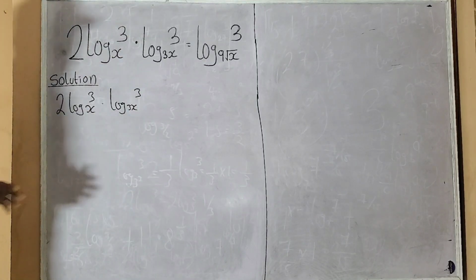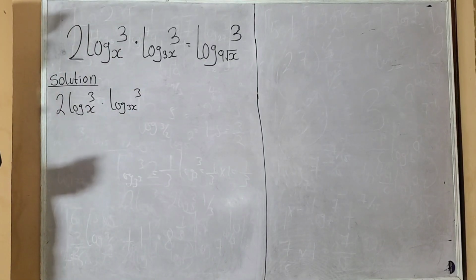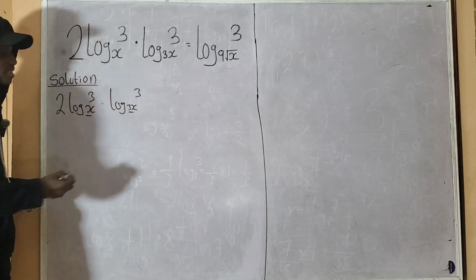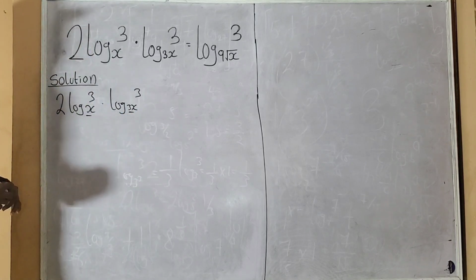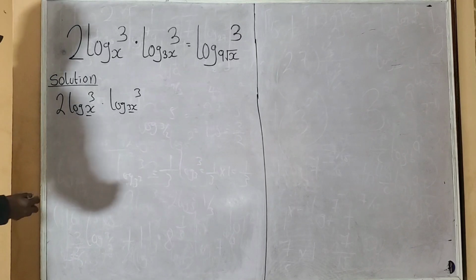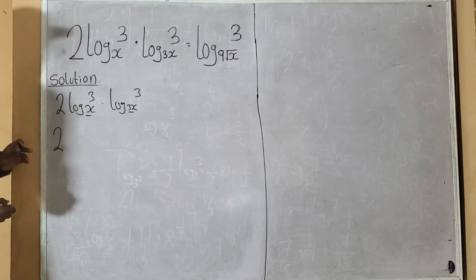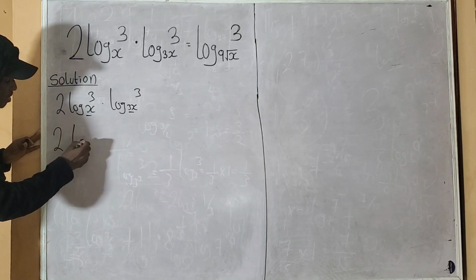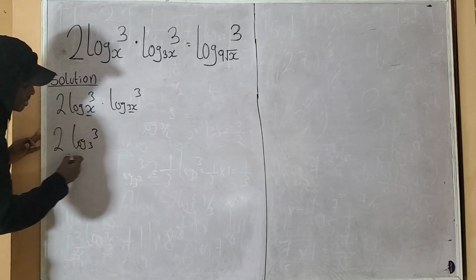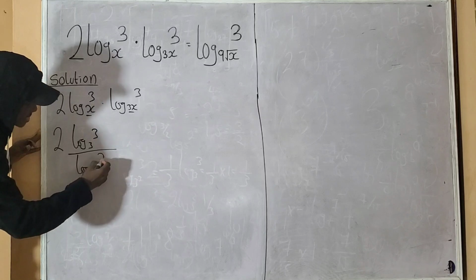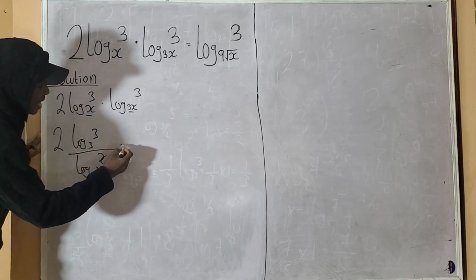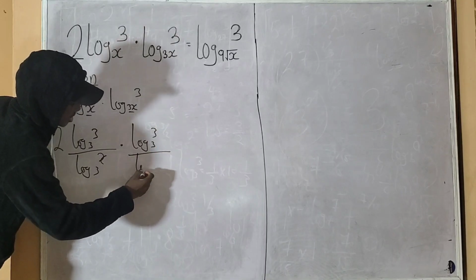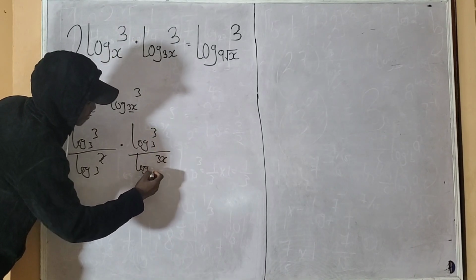You cannot operate this logarithm unless you do something to this base. Are you getting it? So we have to use the change of base formula. Here we are going to have 2, and the base that we're going to use will be 3. So I'm going to have 2 log_3 3 divided by log_3 x multiplied by log_3 3 divided by log_3 3x.